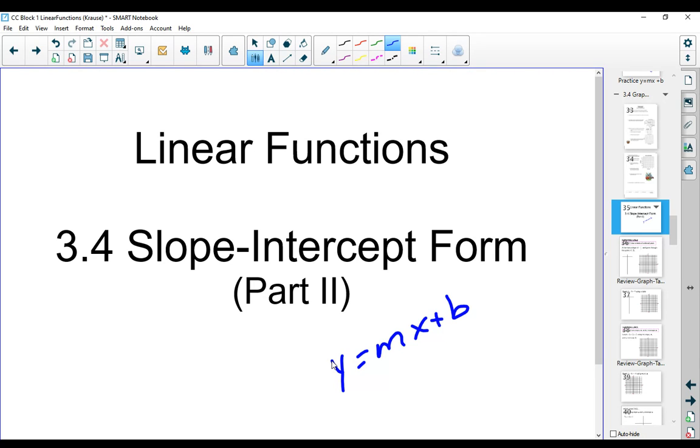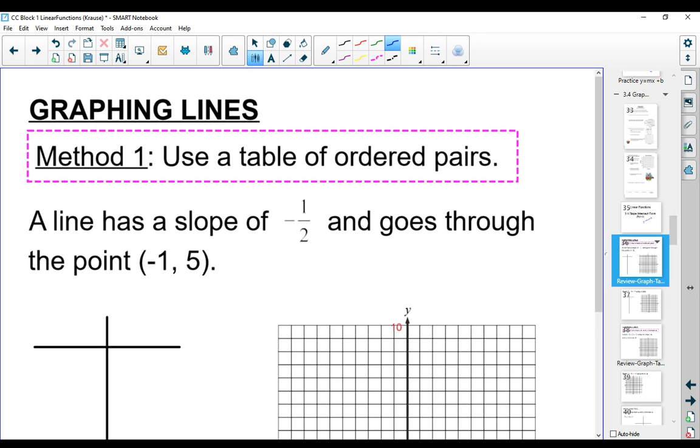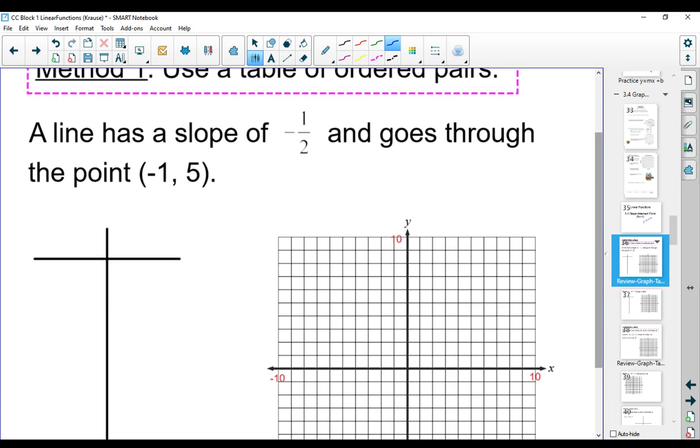I know I already gave you an example last day, but we're going to go into more detail with it today. When it comes to graphing lines, we have a couple different options. One is to make a table of values, or a table of ordered pairs. If we're told that a line has a slope of -1/2, and it goes through the point -1, 5, we're going to use that -1, 5 to determine the rest of the points.